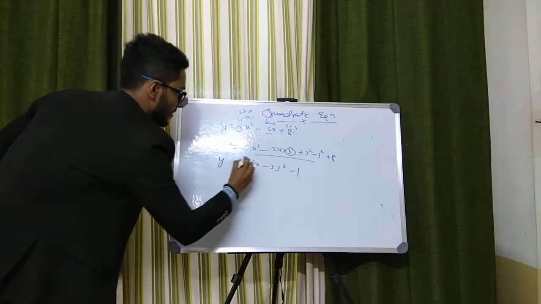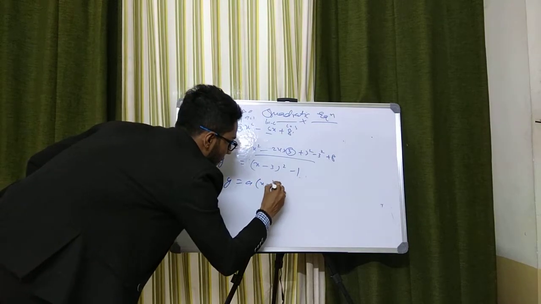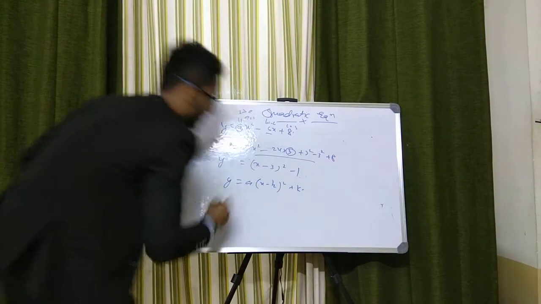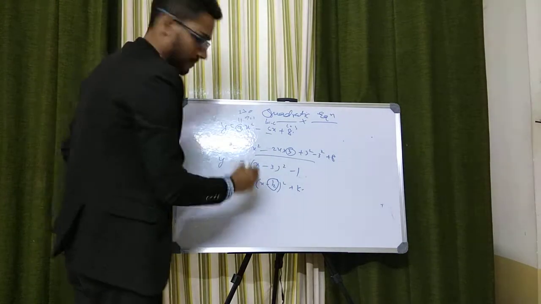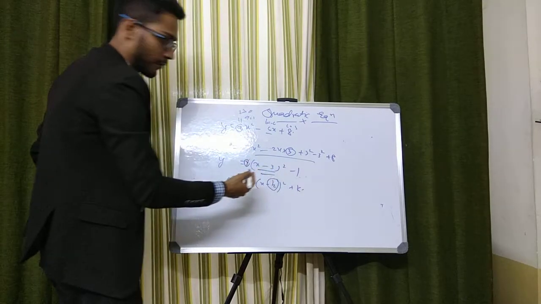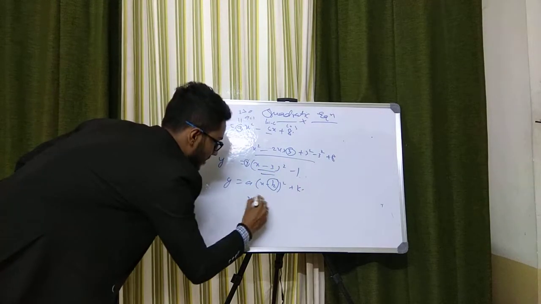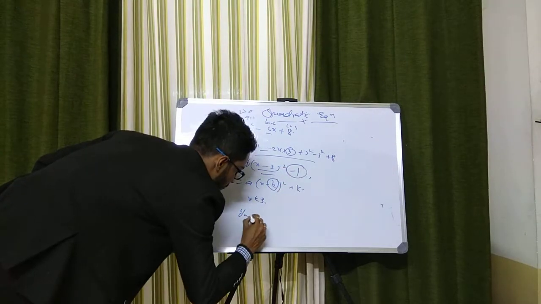So, this is that form. Correct? y equals x minus h whole square plus k. Correct? So, what is the maximum value? When will this be minimum? Not maximum. When will this be minimum, because a is 1. The minimum will be when this square is 0. What is the minimum value of any square? 0. When will it be 0? At x equals 3. If you put x equals 3, what is the minimum value? Oh, minus 1. So, y minimum equals minus 1.